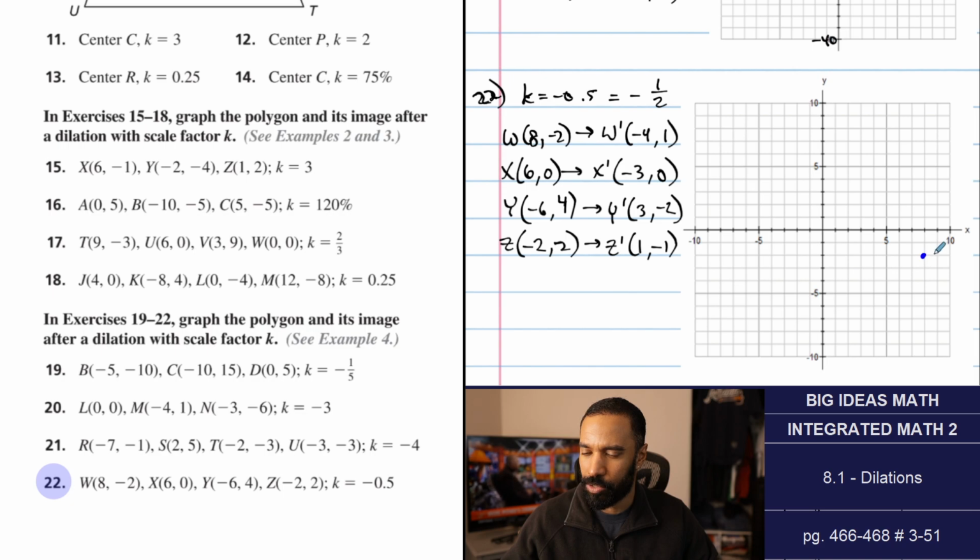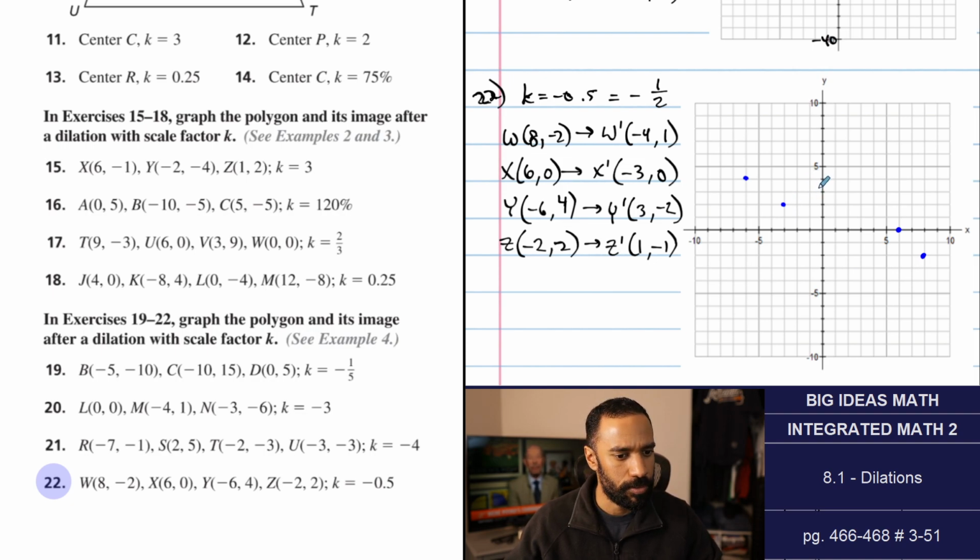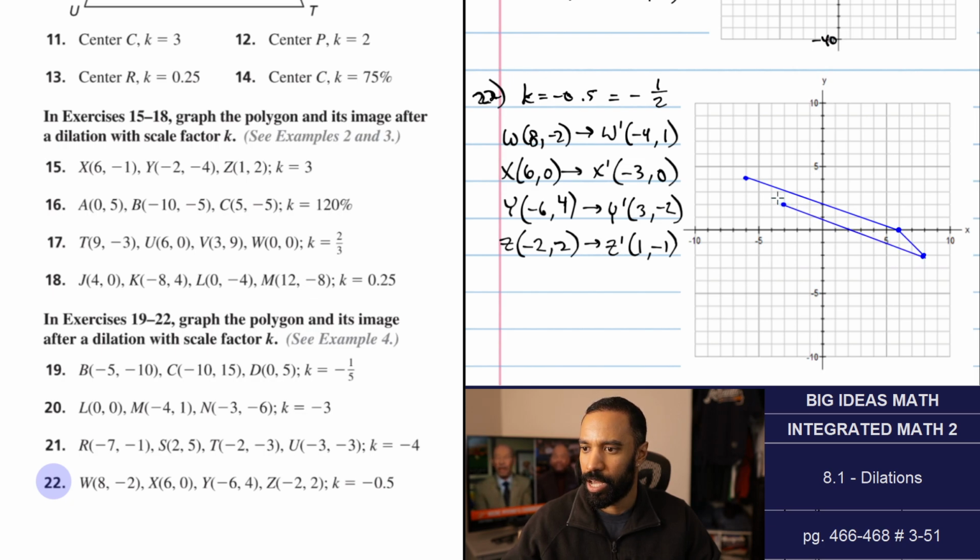8, -2 is W. 6, 0 is X. -6, 4 is Y. -2, 2 is Z. Are we sure that was right? 8, -2, 6, 0, -6, 4, -2, 2. This is a strange looking graph. Maybe I shouldn't have assigned it to my students. That was the original, and we're about to reduce it. Not quite a parallelogram. Close, but not quite. This thing kind of offsets it right there.